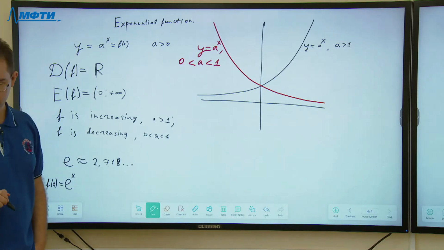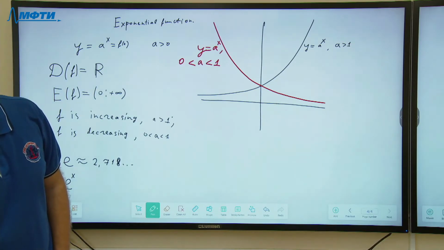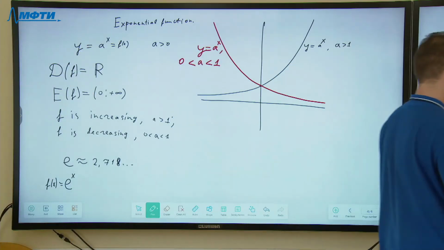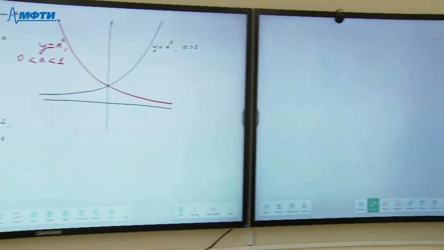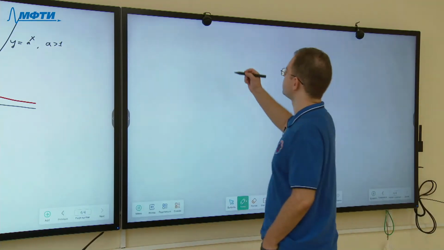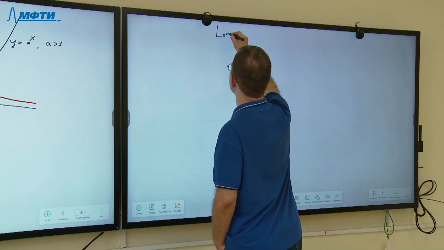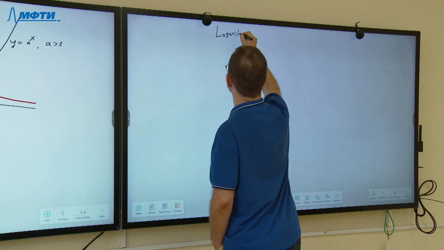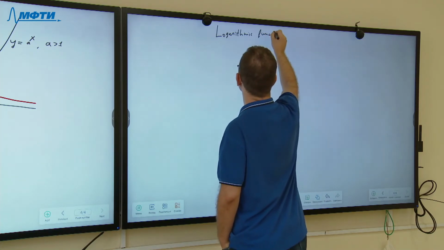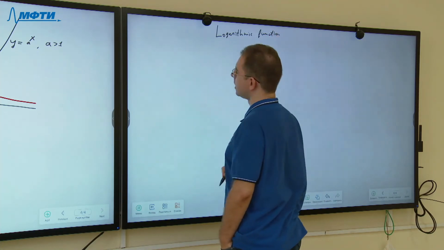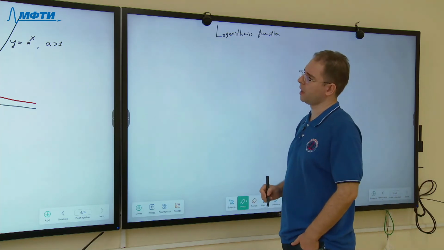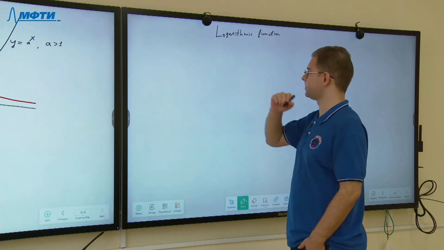Okay, this was the exponential function. Let's discuss the logarithmic function. Let's start by discussing logarithms.